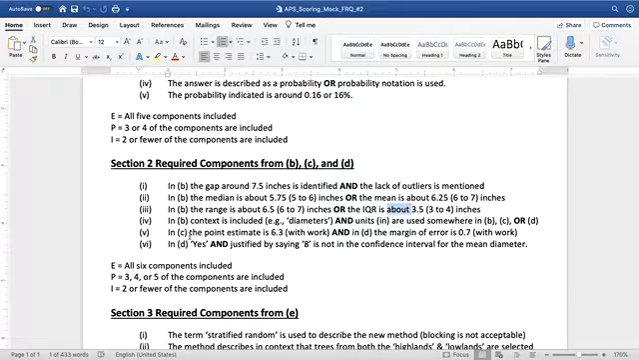The fifth component then moves on to part C. The point estimate should be 6.3. The margin of error should be 0.7. But you can't just list them.